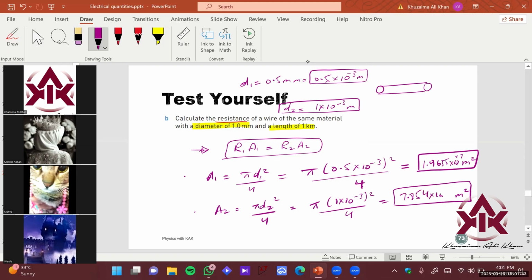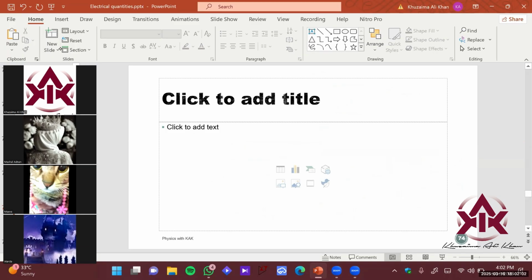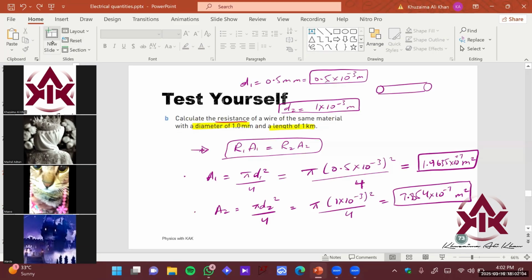7.854 exponent minus 7. Okay, now let's relate the two things here. 7.85. So why didn't you tell me earlier? I was waiting for you. Okay, fine. Let's now finish up the answer here quickly.